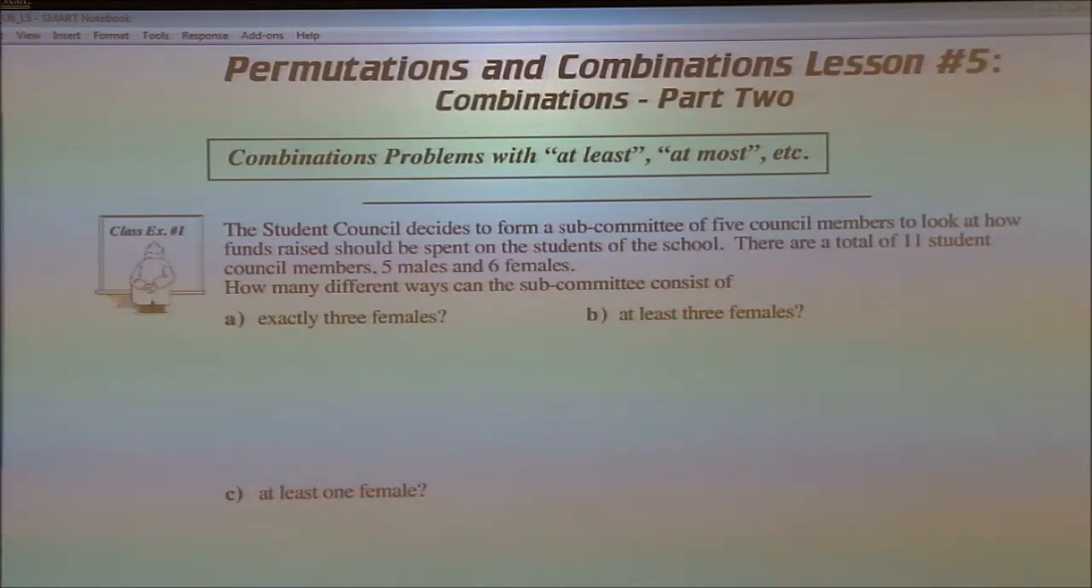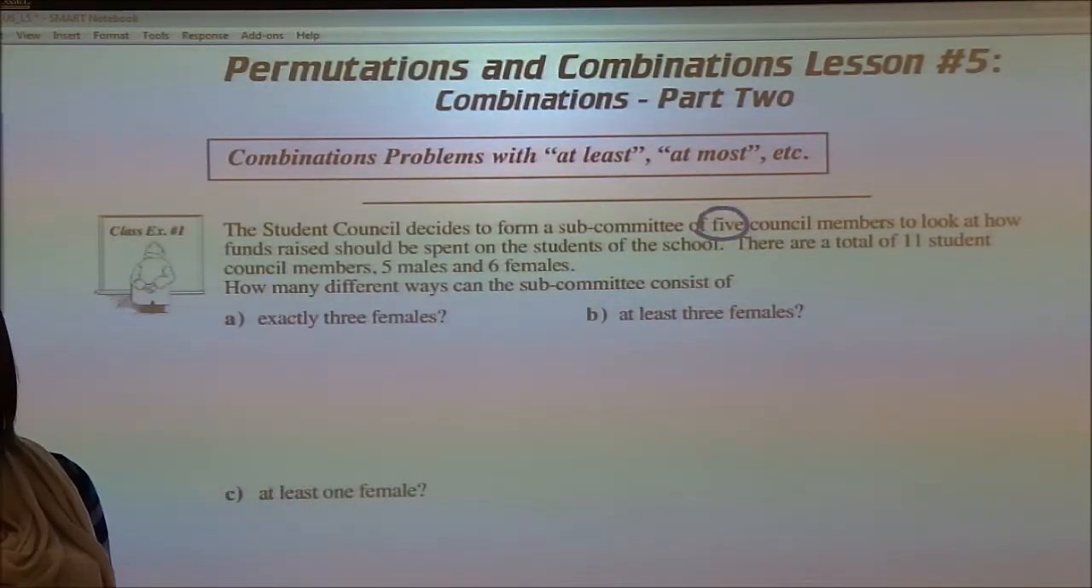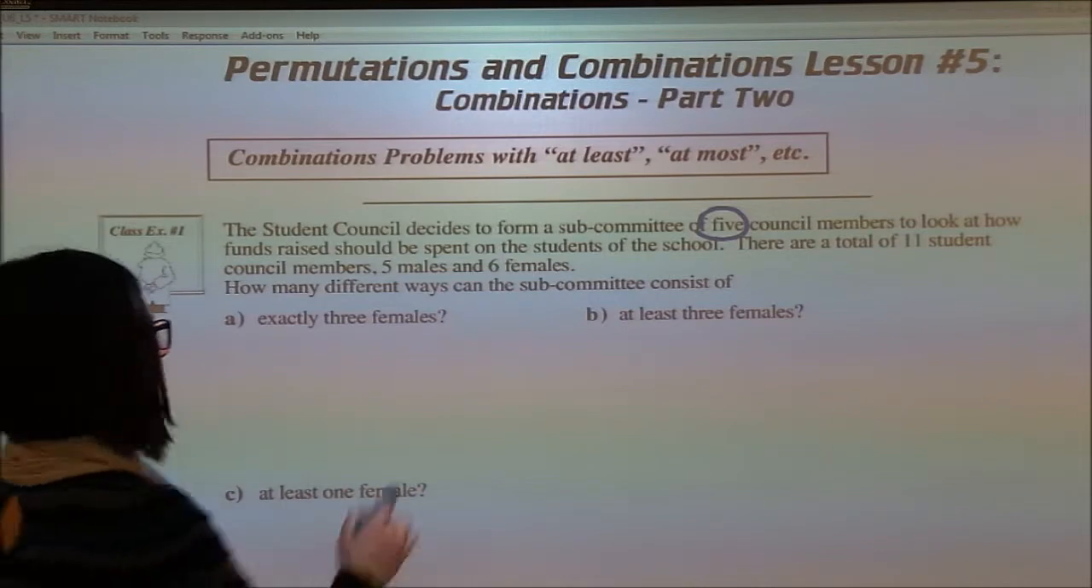So if the subcommittee has 3 females, what else does it have to have on it? So how many people on the subcommittee? 5. So if there's 3 females, that means that there would be 2 males.